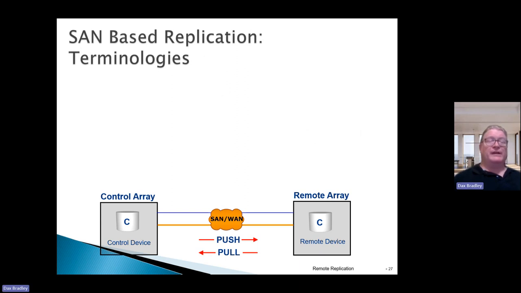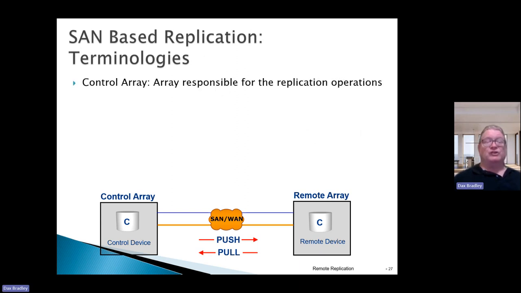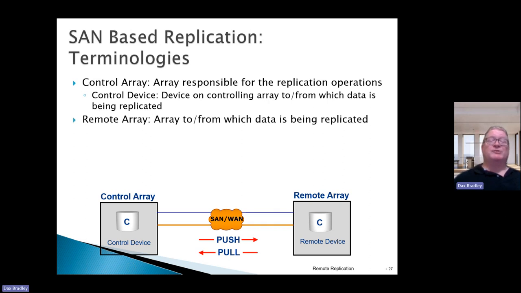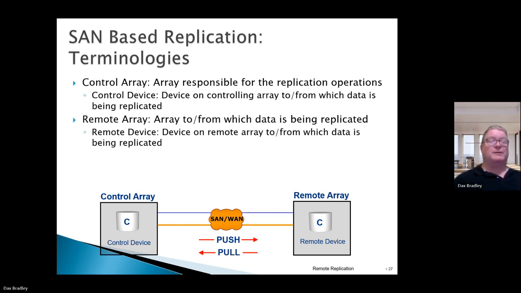In SAN-based replication, you have a control array, which is where a control device operates and is responsible for the replication technologies for the push and pull to the remote device. In the remote array, the array represents the to and from for which the data is being replicated. The remote device is the device on the remote array to and from which data is being replicated.